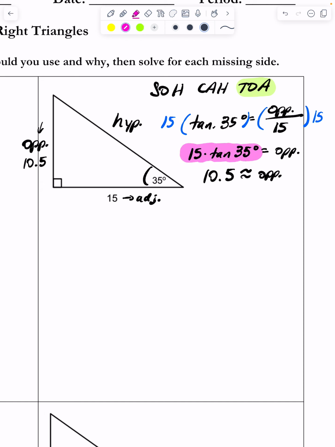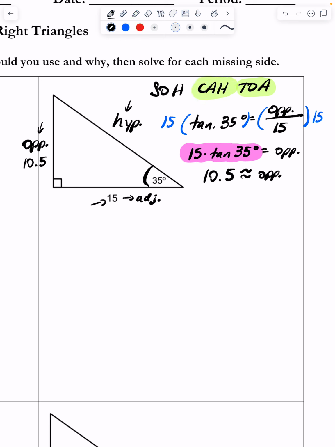All right, so I like to tell students, if you can avoid it, try not to use any rounded values while you're doing your calculations. So I'm going to go back to that 35 degrees. I know I'm still going to be using 15. That's the adjacent side. Now I'm going to be solving for the hypotenuse. So the trig ratio that involves the adjacent side and the hypotenuse is cosine. So now I'm going to write the cosine of 35 degrees equals the adjacent side, or 15, over the hypotenuse.